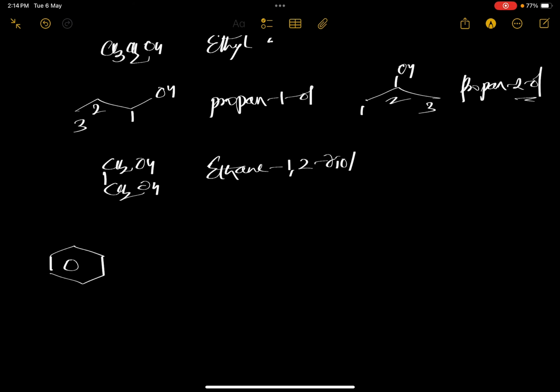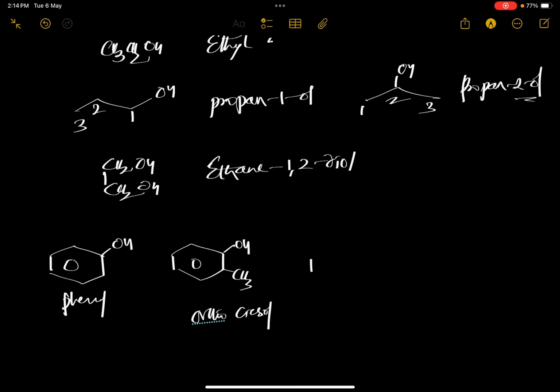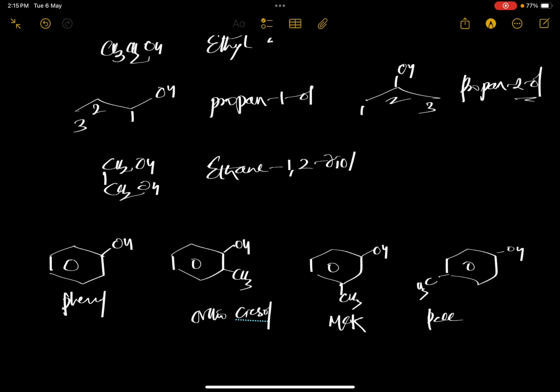And when you are talking about phenols, if a methyl group is there adjacent to this, orthocresol, metacresol, paracresol.